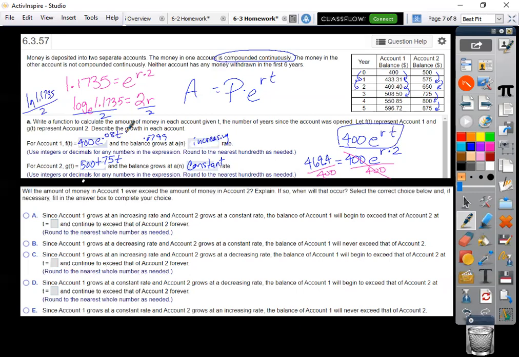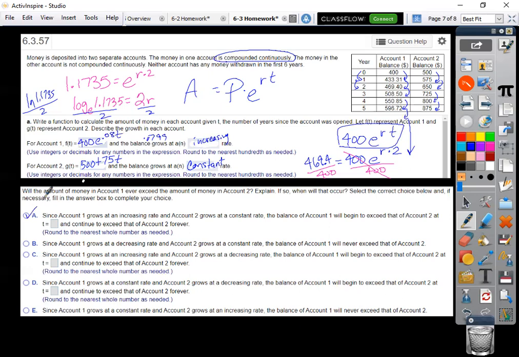All right, so then going on to the next part, will the amount of money in account one ever exceed? Well, yeah, because this is increasing more and more every time, and this is staying the same. Sometime down here, eventually, it's going to be more. So account one grows at an increasing rate. Account two is a constant rate. The balance will begin to exceed that of account two. So then we're supposed to solve for when it happens. And they want to know to the nearest whole number.